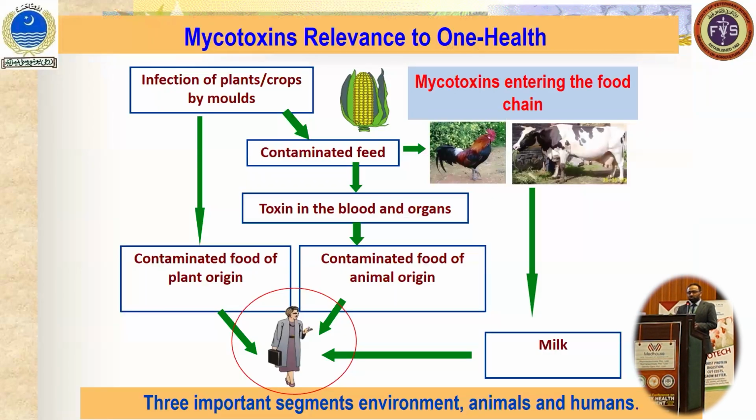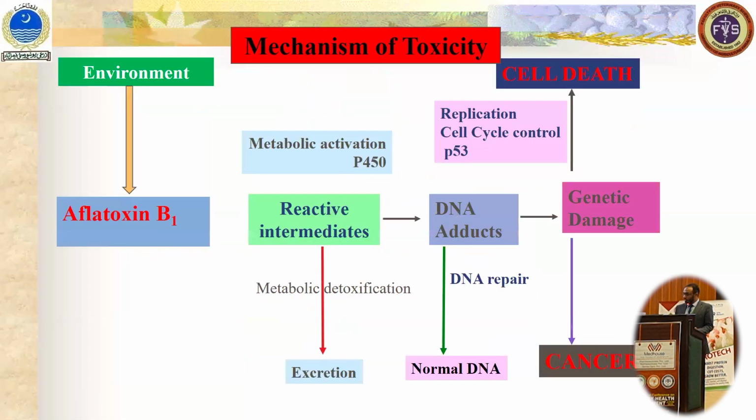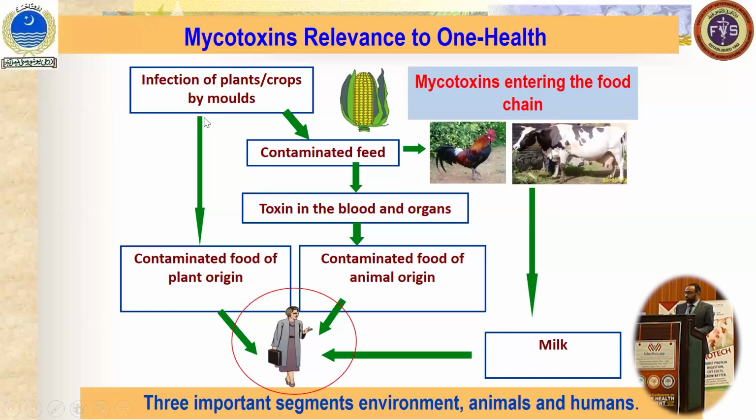So this one slide represents how mycotoxins are a One Health issue. If there is a contamination or infection of the plant or crop, ultimately it goes to one fate: the animal feed. Contaminated feed is consumed by animals or birds, the toxins go into the blood and organs, and these animal origin products are consumed by the human population.